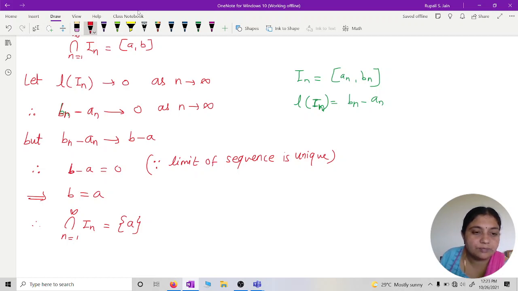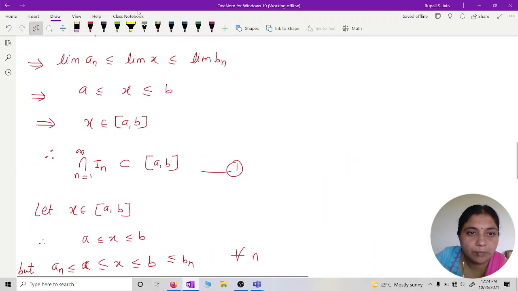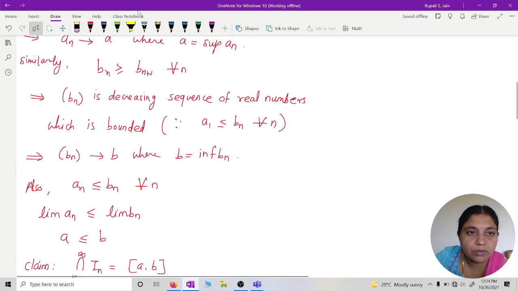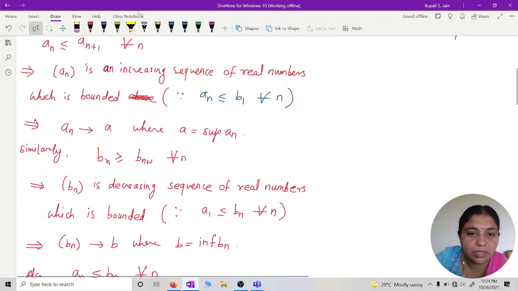Is that okay? This completes the proof. Yes, ma'am. Okay, so whether you understood this theorem, the nested interval theorem? Any doubt?